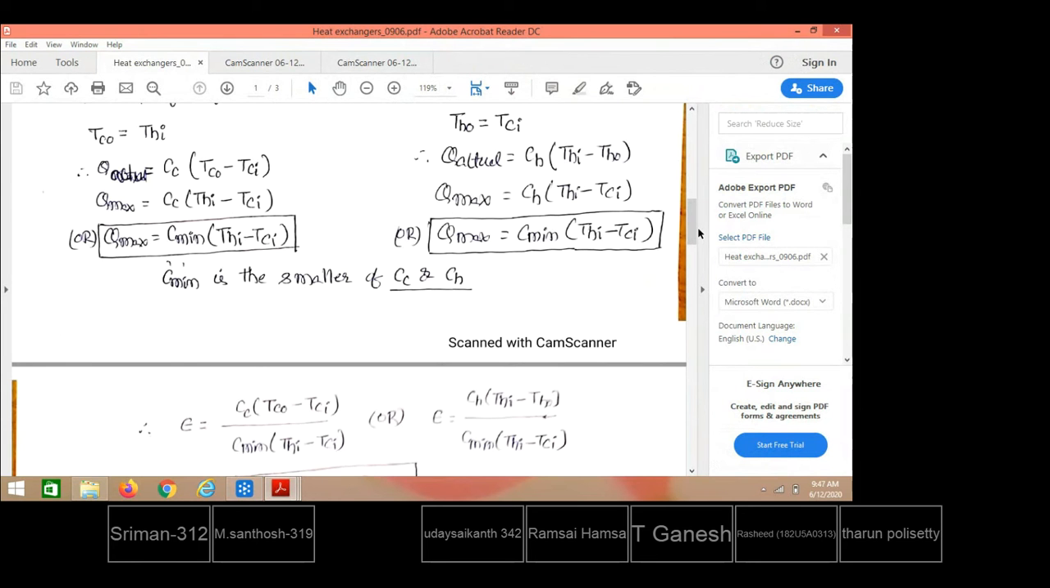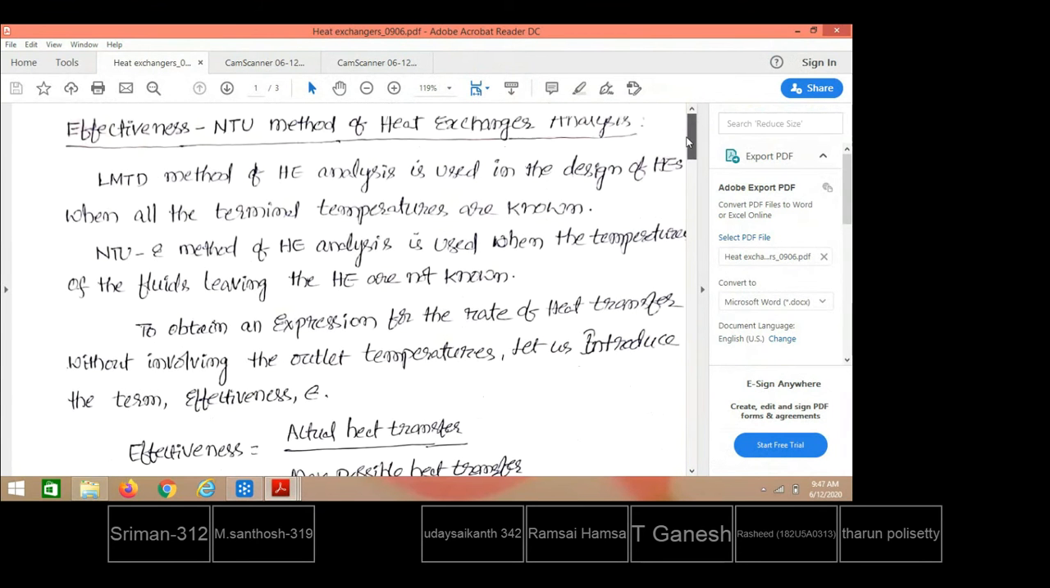And another method is there. As a heat exchanger design method, that is the NTU epsilon method. The NTU epsilon method of heat exchanger analysis is there. That is what we are now discussing.